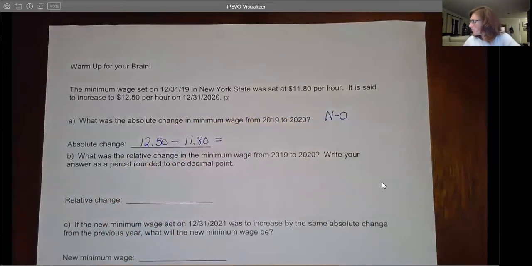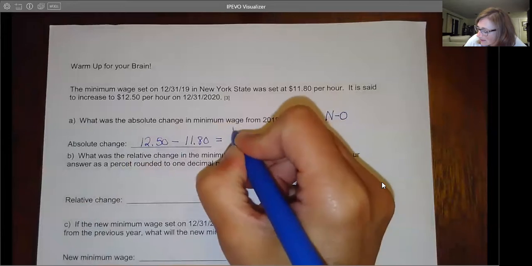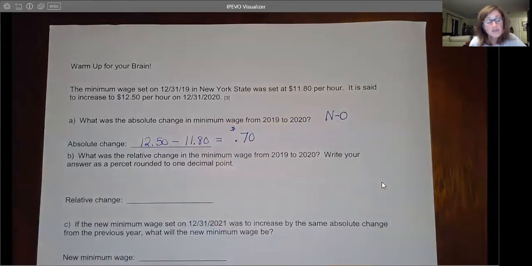So for the absolute change, you guys do it on your calculator. You do it, I'll do it, and we'll see if we get the same thing. New minus old. Pull out your calculators, just like we're in class. Did you guys get 70 cents? So it's a 70-cent increase. That's your absolute change. It's a 70-cent increase.